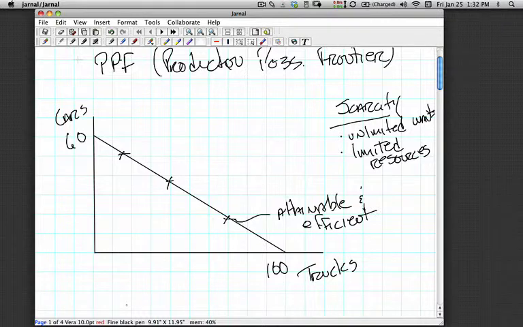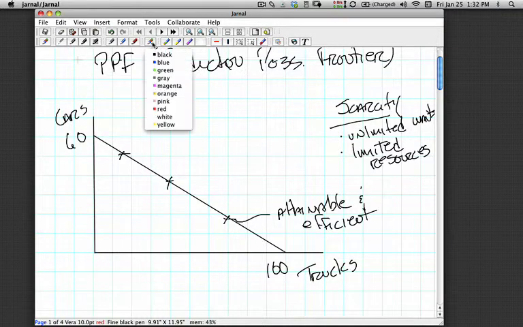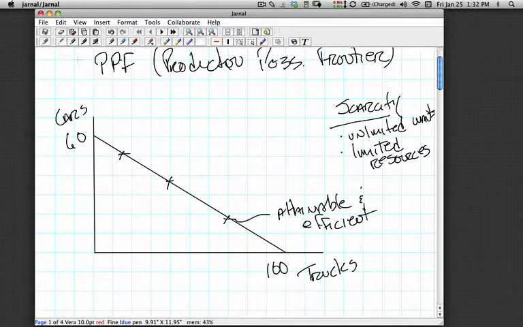But we can also think about the firm making a choice to produce 50 cars and 10 trucks. That would put us here. Or perhaps they'd like to produce 80 trucks and 8 cars. Now clearly, they can do this.